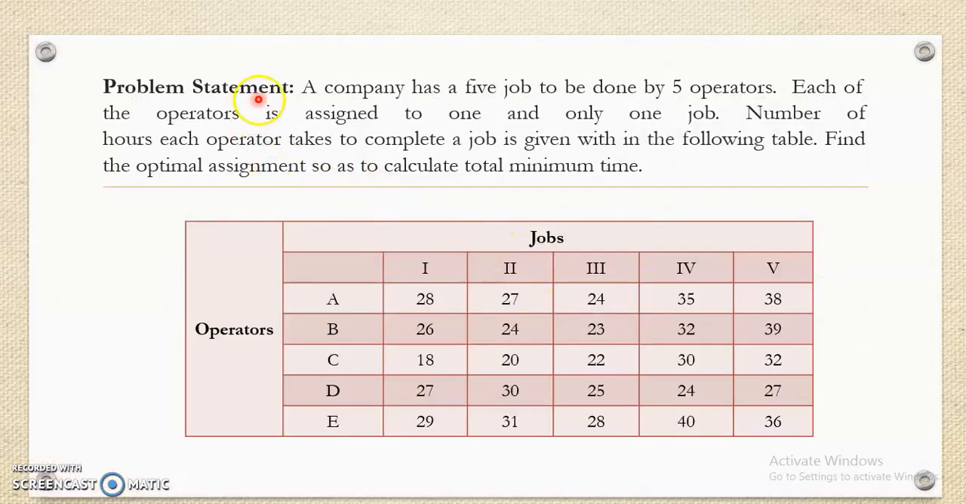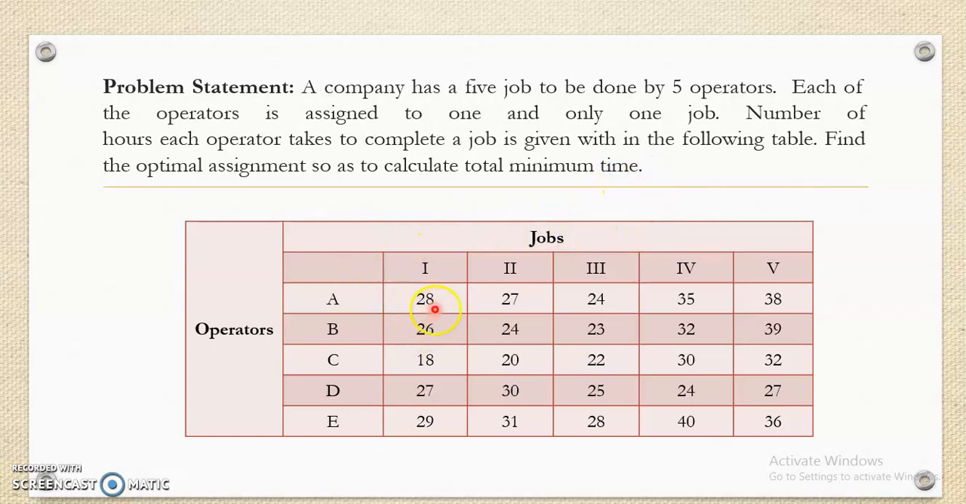So let us look at the problem statement. A company has 5 jobs to be done by 5 operators. Each of the jobs is assigned to one and only one operator, or reverse case, each of the operators is assigned to one and only one job. Number of hours each operator takes to complete a job is given in the following table. Find the optimal assignment so as to calculate the total minimum time.